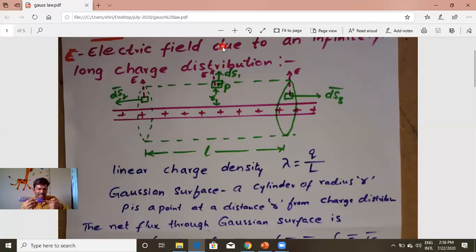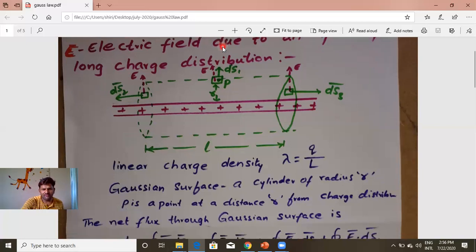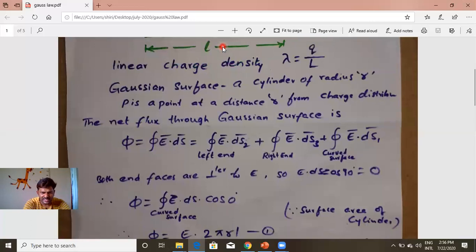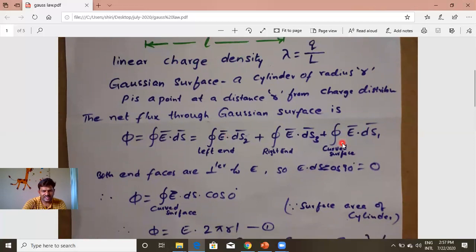The direction is normal. Here you see the direction of electric field is like this and the direction of area is like this. That means they both are perpendicular to each other. Similarly at this space. Then what happens if you substitute this in Gauss law? E dS cos 90. Cos 90 is 0. So at the left hand and the right hand, the electric flux coming out becomes 0. The remaining thing is only the curved surface. That means only through the curved surface we are getting electric flux in this case.